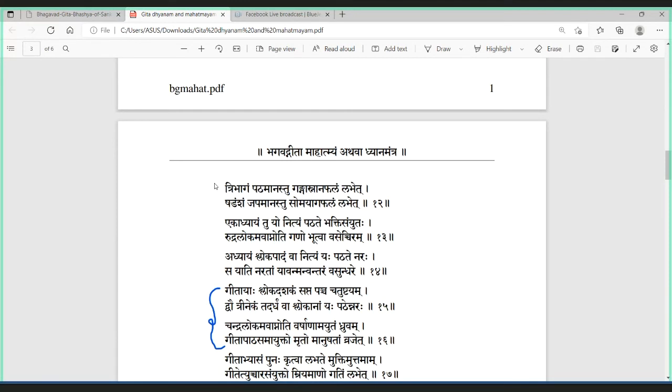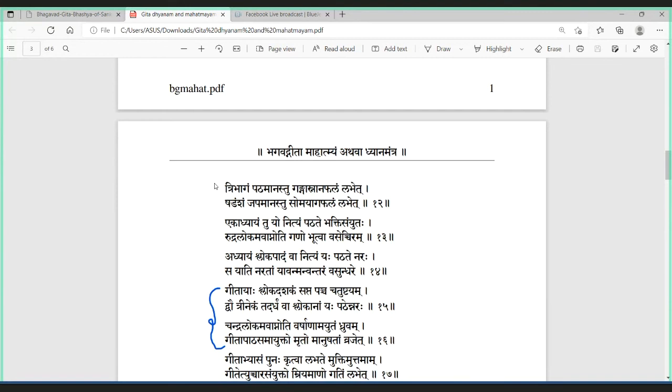Then Shadamsham Japamanastu Somayaga Phalam Labhet. Here, 12th verse. Okay. Shadamsham would mean Shad Amsham. Of 18 chapters, what will be the 6th part of it? 3 chapters. 3 chapters. Very good.